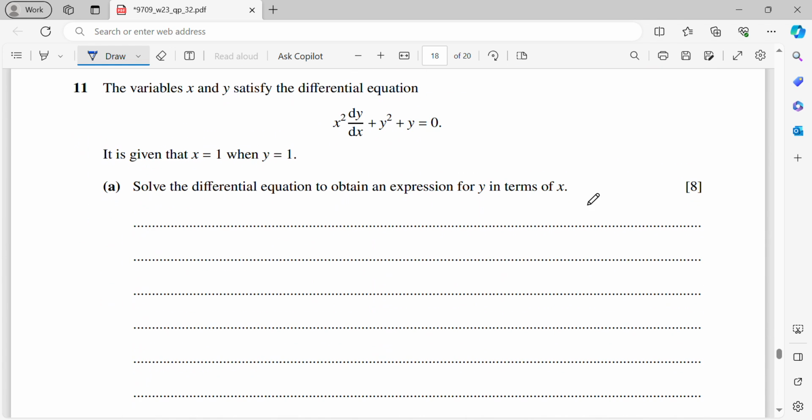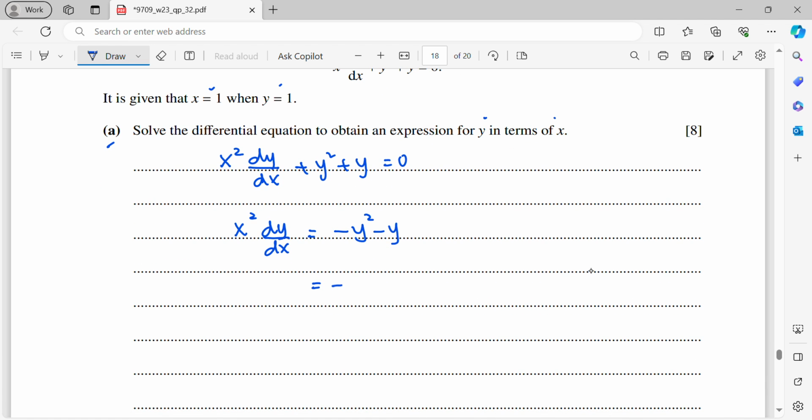Okay, next. Question 11. The variables x and y satisfy the differential equation. Given x is 1 and y equals 1, (a) solve the differential equation to obtain y in terms of x. So now, x squared dy over dx plus y squared plus y equals 0. What I need to do is move the terms with y to the right side. So x squared dy over dx equals minus y squared minus y.